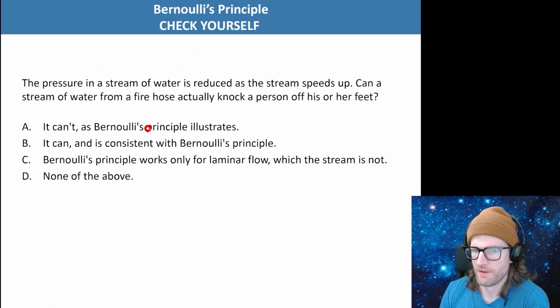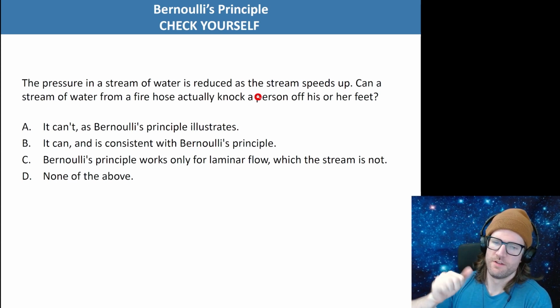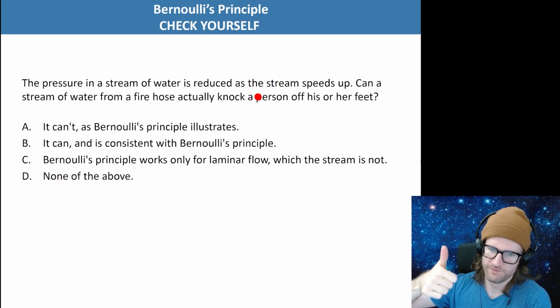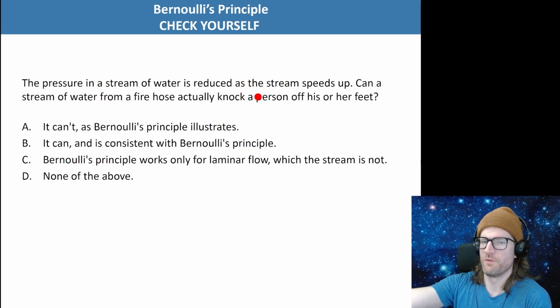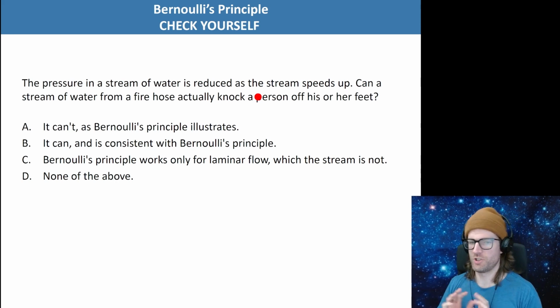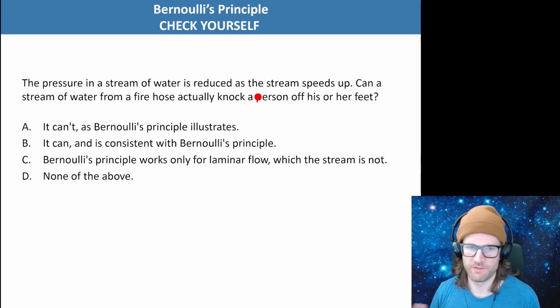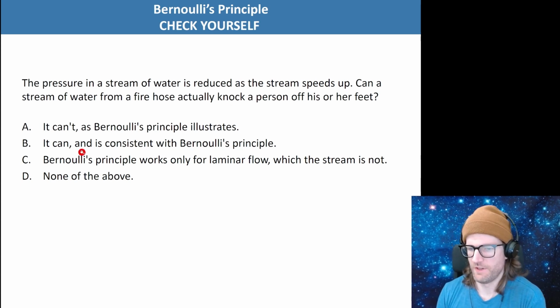The pressure in a stream of water is reduced as the stream speeds up. Can a stream of water from a fire hose actually knock a person off his or her feet? So these are two things. One is the pressure in a stream of water depends on the speed of the water. However, if the water jet hits you directly, then it's changing the momentum of the water, exerting a force on you using another principle, which is definitely going to knock you off your feet. So it can, and it's consistent with Bernoulli's principle.